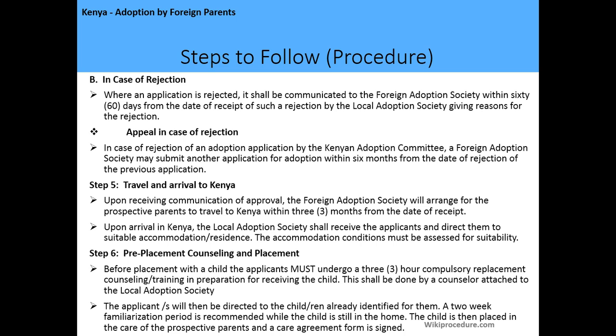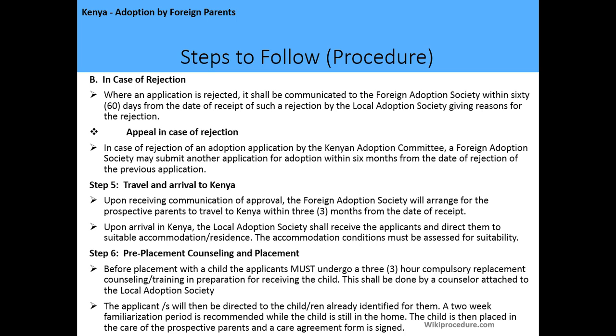So the third scenario can be an appeal in case of rejection. In case of rejection of an adoption application by the Kenyan Adoption Committee, a foreign adoption society must submit another application for adoption within 6 months from the date of rejection of the previous application. So let's move to the next step, which is after now the communication from the Kenya Adoption Committee.